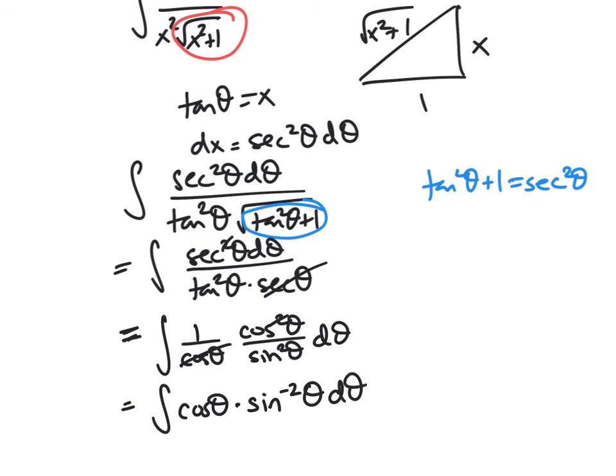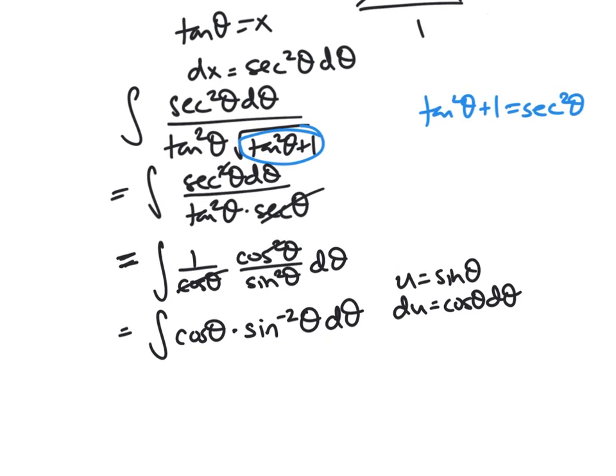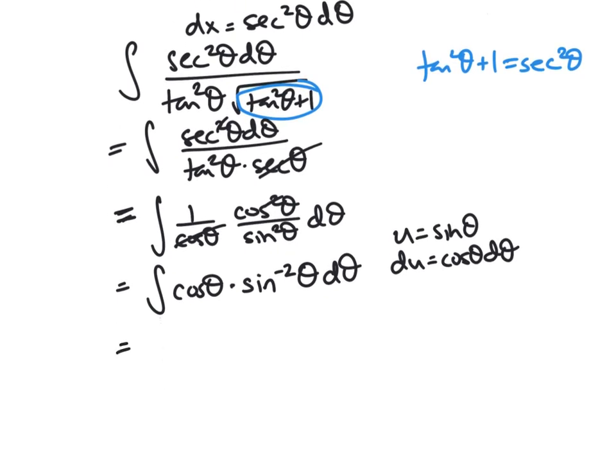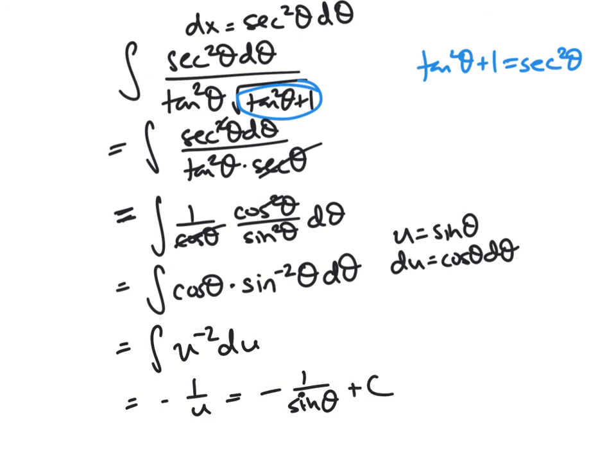Well, now this just looks like a u sub. So u is sine theta. We see it to the negative 2 power. du is cosine theta d theta. And so to finish this off, this becomes just the integral of u to the minus 2 du, which is negative 1 over u. So that's negative 1 over sine theta. And then we have a plus c.